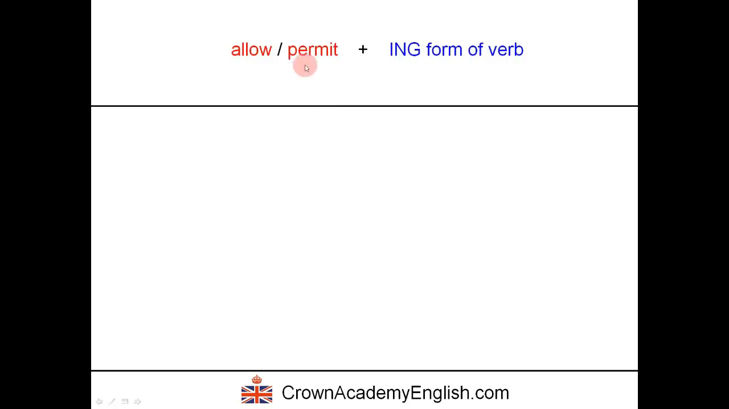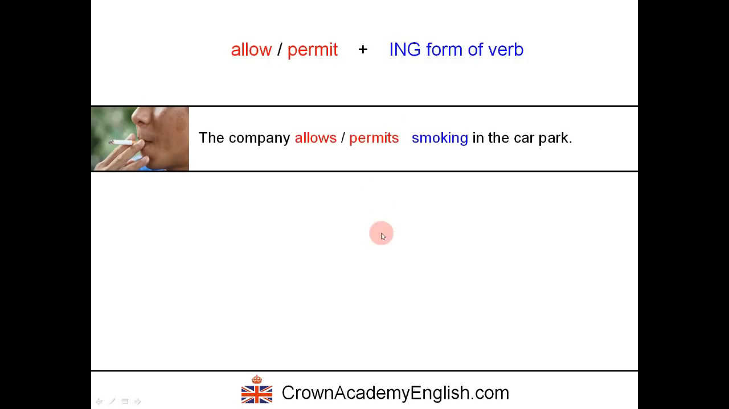So we have allow or permit followed by the ing form of a verb. So this is the most basic structure. Example. The company allows smoking in the car park. Or the company permits smoking in the car park. Okay, so in other words, the company gives permission for smoking in the car park. The company authorizes smoking in the car park. In other words, it is okay to smoke in the car park. Okay?